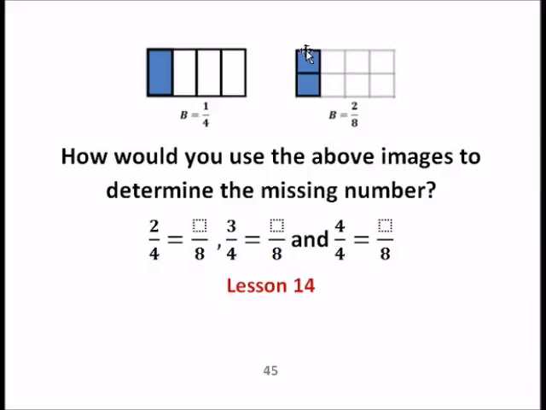Rather, we see here that these two large rectangles are the same size, and we see that the blue portions are equal. This blue portion is 1/4. This one is 2/8. So we see that 1/4 is 2/8. So using this figure, the students are asked to supply the missing numbers.